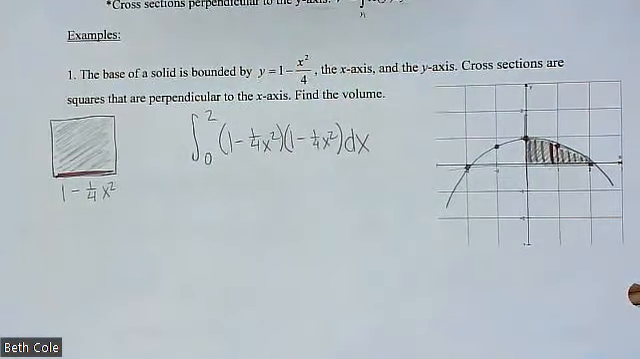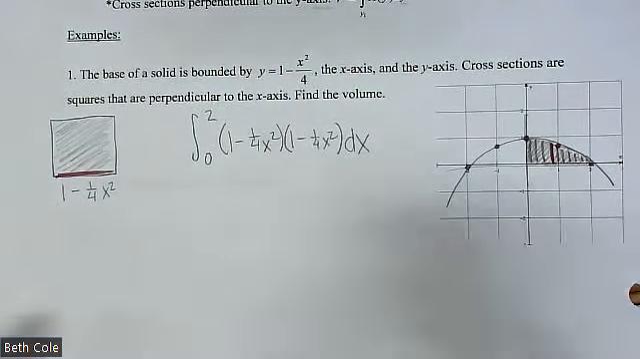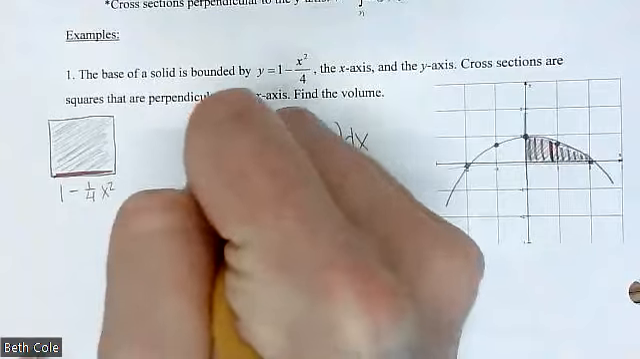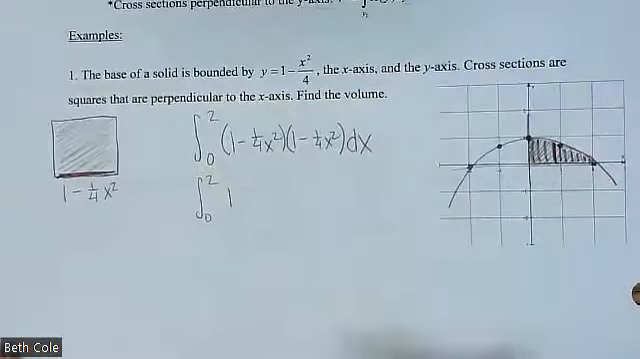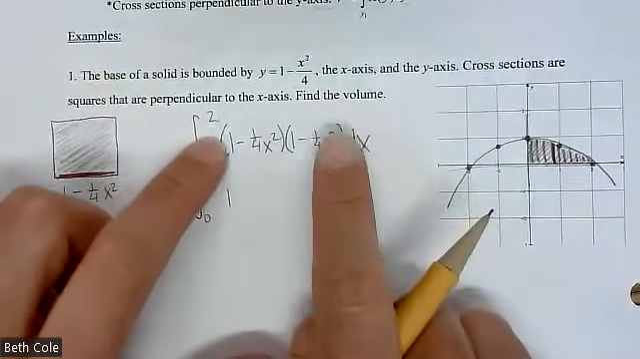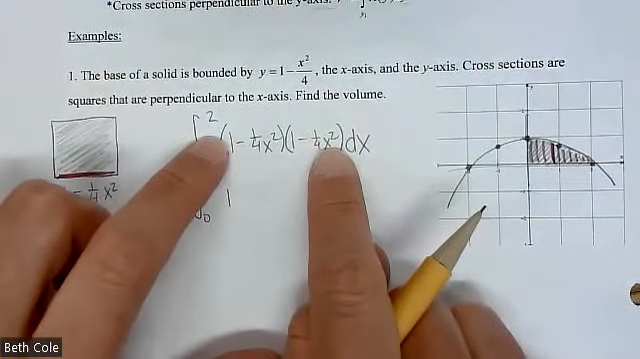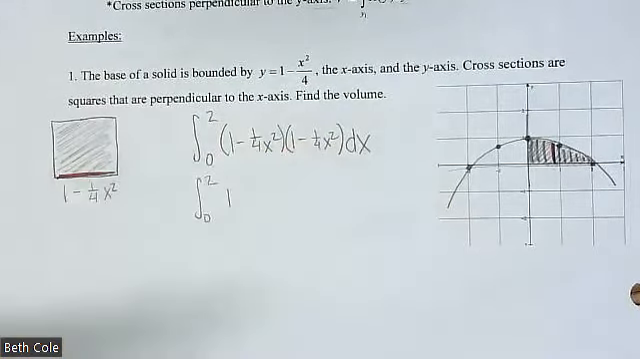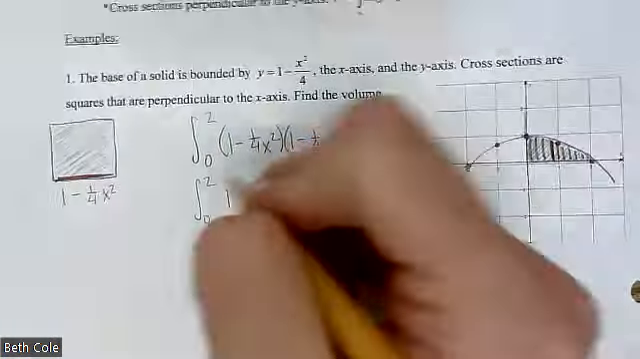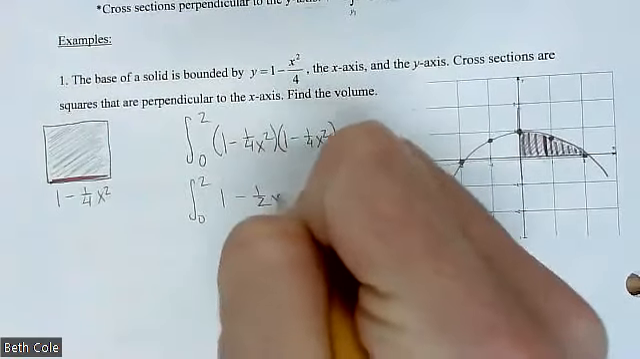You can write squared if you want, but we're going to have to multiply that. We're going to do some algebra, guys. So this is a bunch of distributing. 1 times 1 is 1. Outsides would give you minus a fourth x squared. The insides would give you minus a fourth x squared. So what is minus a fourth and minus a fourth? Minus a half x squared.